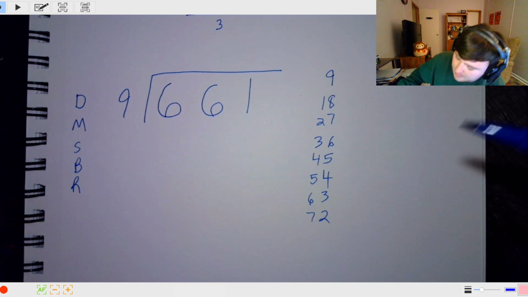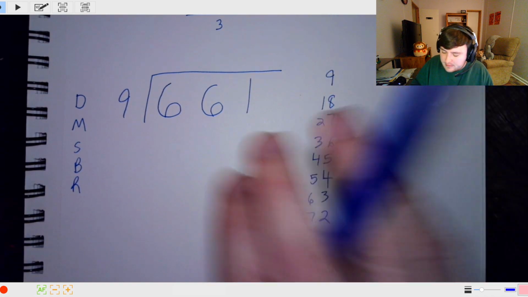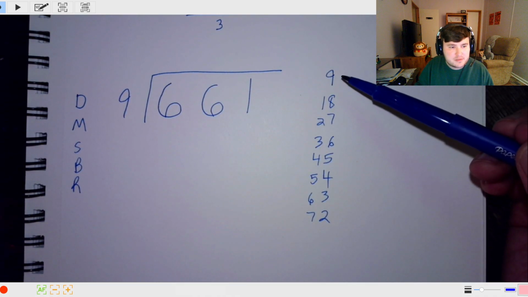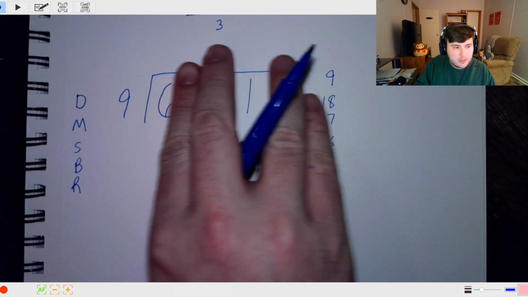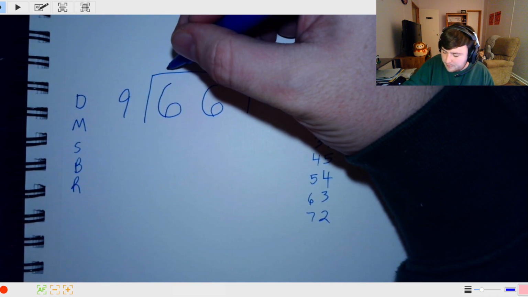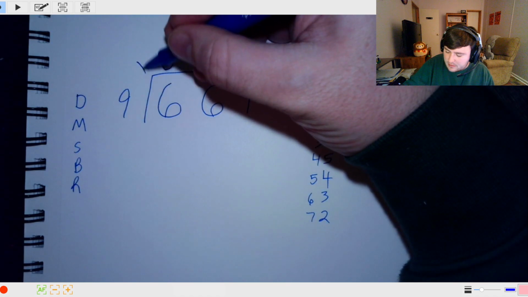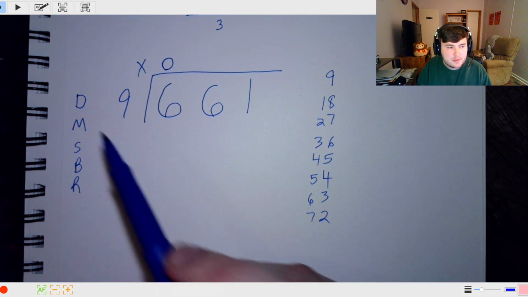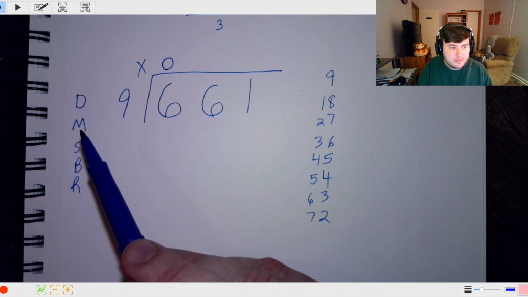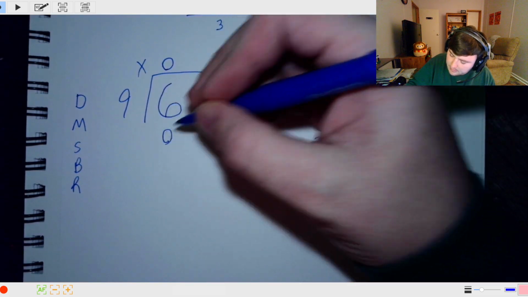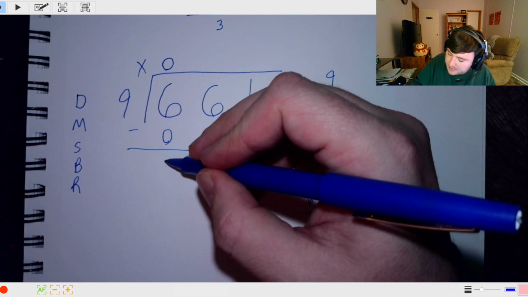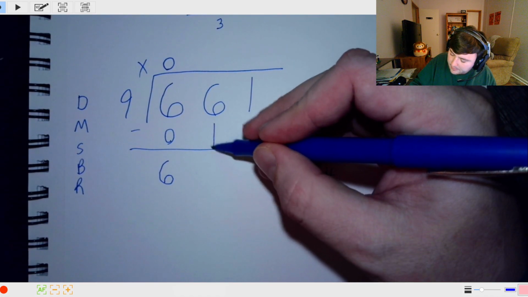He just hangs out. So anyway, we got 9 going into 6. Well, we can't do that. 9 is bigger than 6. So you can either go on over to the next digit, make it a 66, or put a placeholder. I'm going to put a placeholder. So 9 goes into 6 0 times. So that's the divide step. 9 times 0 gives me 0. Then I subtract. 6 minus 0 gives me 6. Bring down the 6.